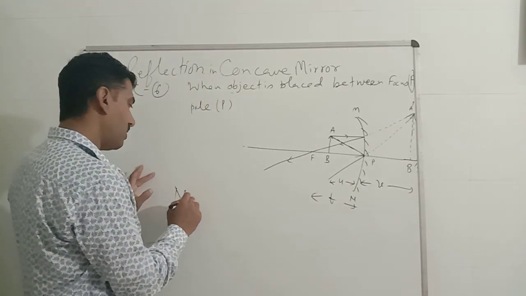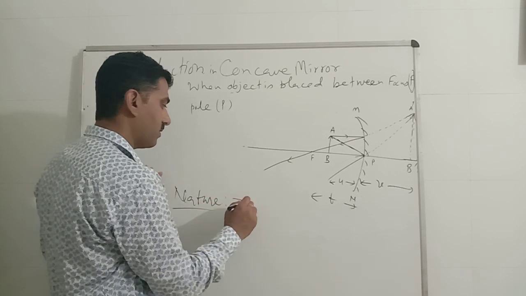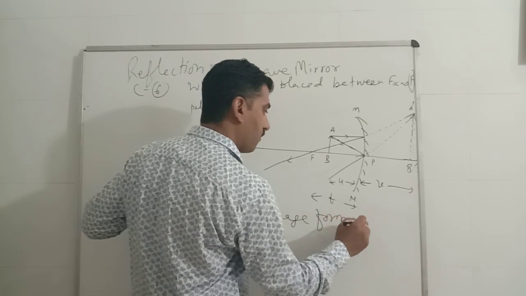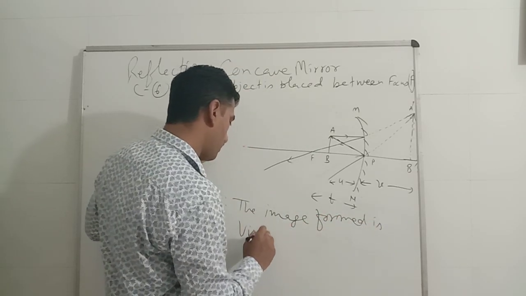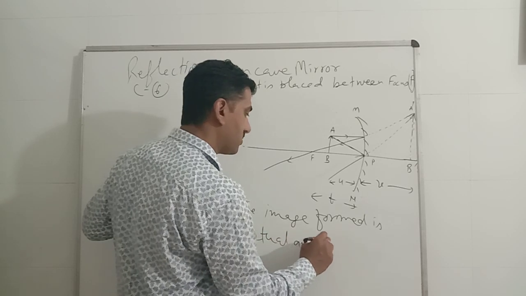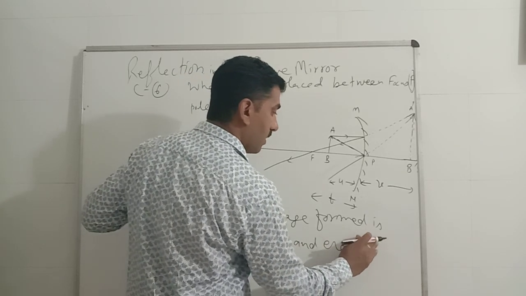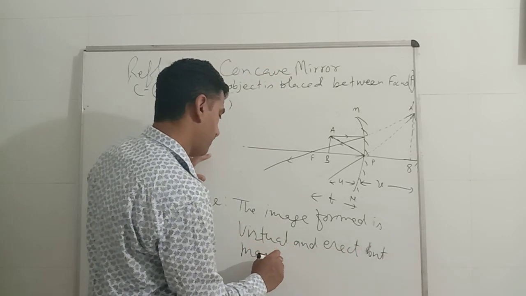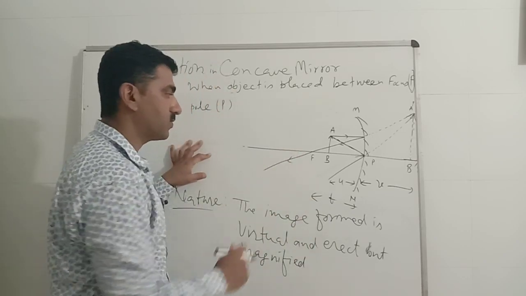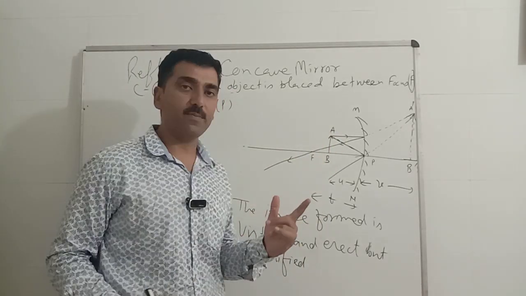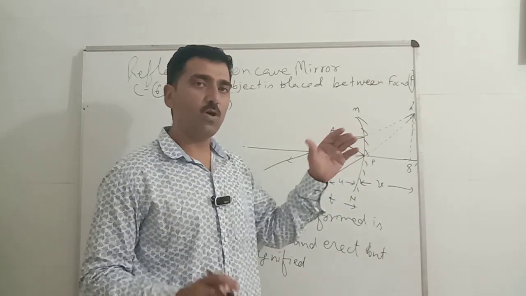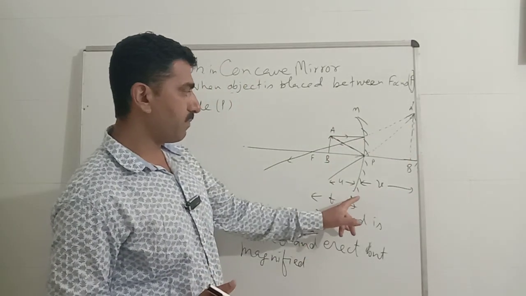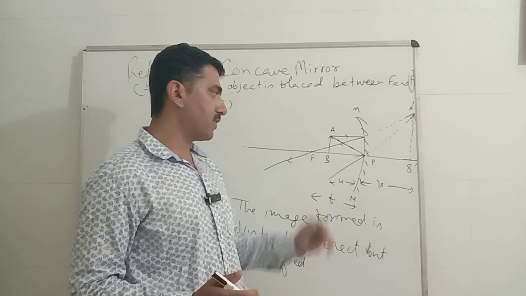So what will be the nature? Nature will be: the image formed is virtual and erect, magnified, or larger than the size of the object. Virtual and erect image is that image which cannot be obtained on the screen, which is on the positive side. So V will be positive, U will be negative always, F is also negative.